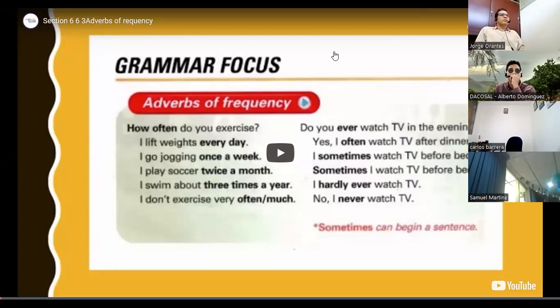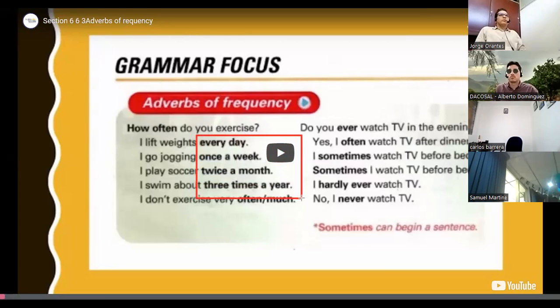Look. In the first column, in the first exercises, estos son expresiones de tiempo. Pero los demás, en esta columna, estos sí son adverbs of frequency. Vamos a ver la explicación ahorita. Here we go. Let's go and watch the instructions.